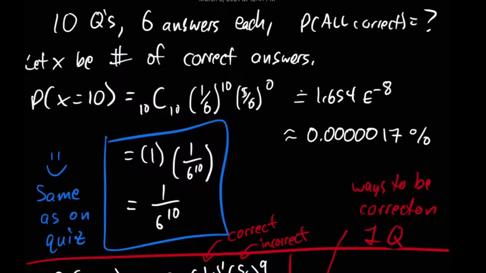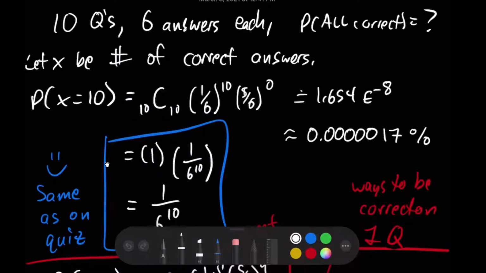Let's talk about question 11 from our previous quiz. The question said, a multiple choice test with 10 questions has 6 possible answers to each question. Assuming you guess randomly, what is the probability of selecting the correct answer on all questions? I've done this calculation previously. Rather than redoing it, I'm just going to walk you through what I found one step at a time.